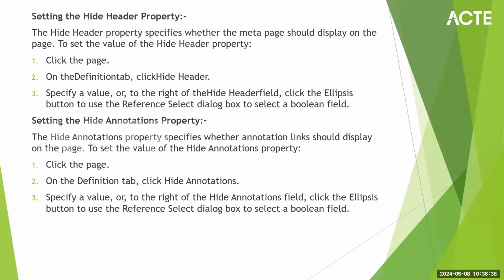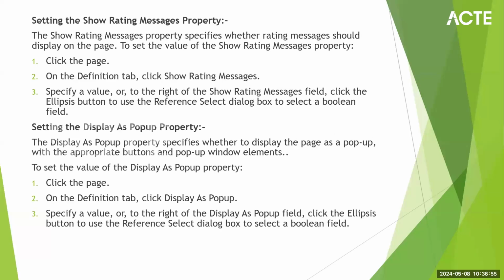Setting the hide annotation property. Annotation links, for example, when you click on that link, one particular screen should be opened. Those kinds of things will be here. Click on the page, on the definition tab, click hide annotation, and specify a value or map the respective field which already exists. Show rating messages: when rating is displayed, in rating screens we have some messages which are displayed on the UI. For those messages to display on the UI, how do you set it? Click on the page, on the definition tab, click show rating messages, and specify a value, or you can map the correct field which already exists in your manuscript.